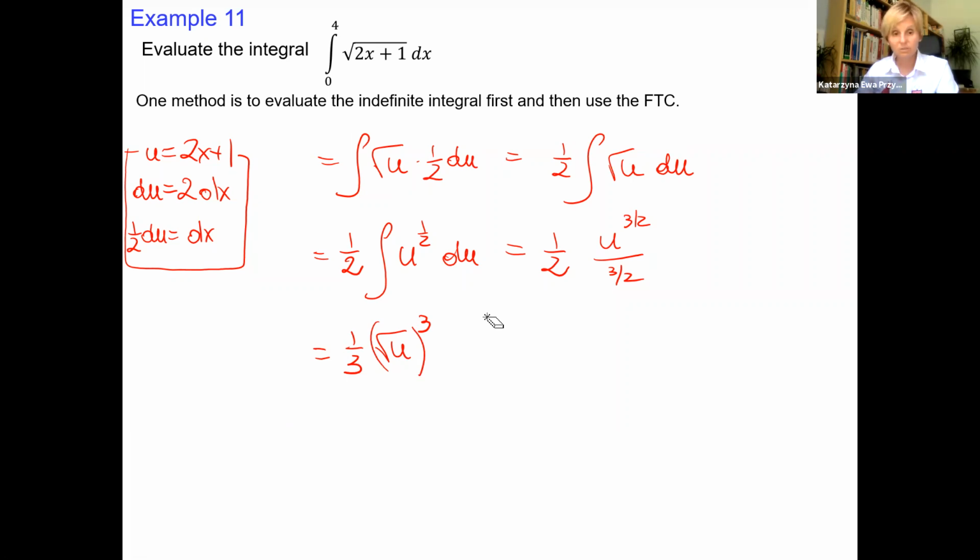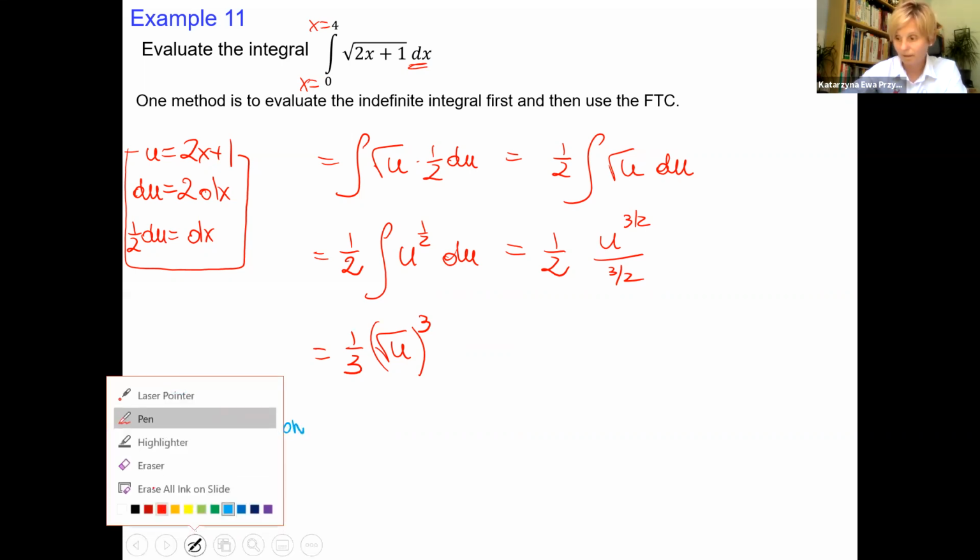One of the methods that we can do is actually, since we rewrote everything in terms of u, we will also need new limits of integration, new bounds, because that 0 was the x value. And that 4 is also the x value because everything is in terms of x. So let's find the new limits of integration.